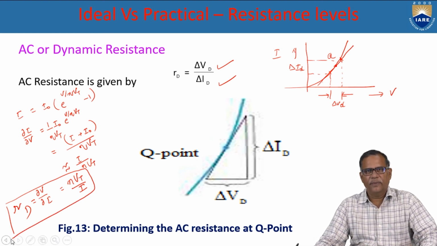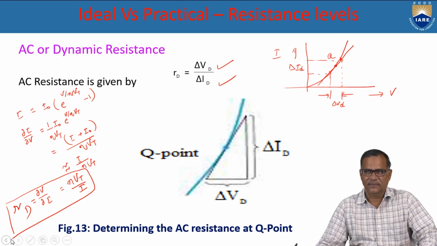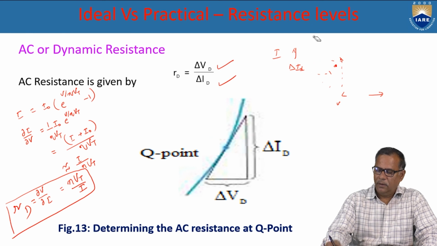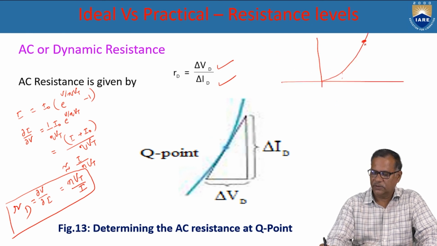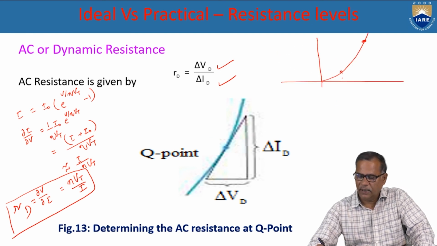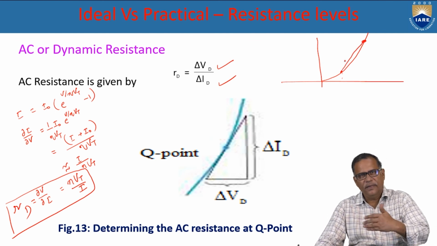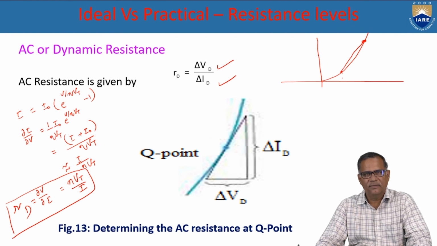But if there are going to be large variations in the applied signal, then we use a different term that is called average AC resistance. That average AC resistance we calculate like this. So you take this point and you take this point, join these 2 points and find out the slope of this line, and the inverse slope of that will give us the average AC resistance.